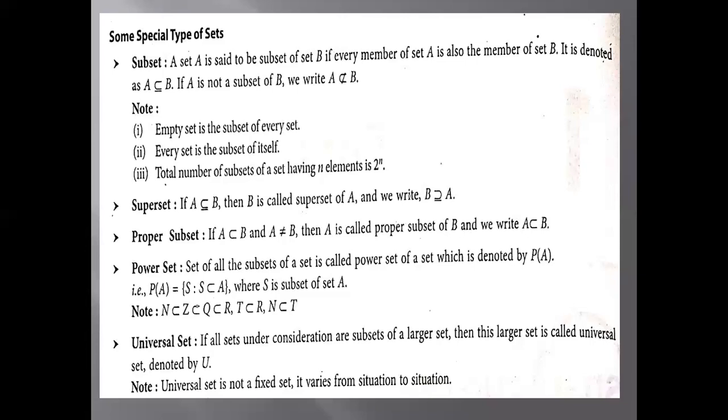Then power set: the set of all subsets, if we include them in a pair of flower brackets, then we can call it a power set. Means it includes the set itself also. So power set is a collection of all subsets of a given set including the null set and the set itself. Universal set: if all sets under consideration are subsets of a larger set, then this larger set is called a universal set and it is denoted by capital U.